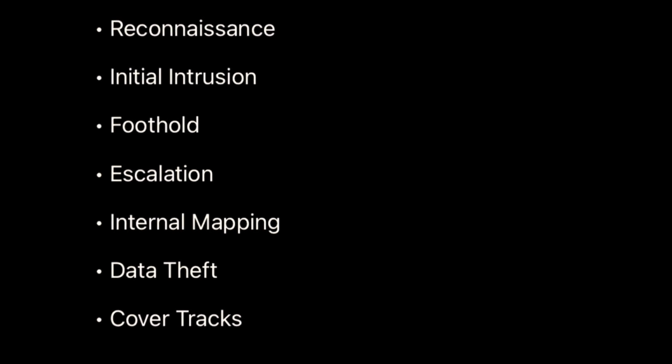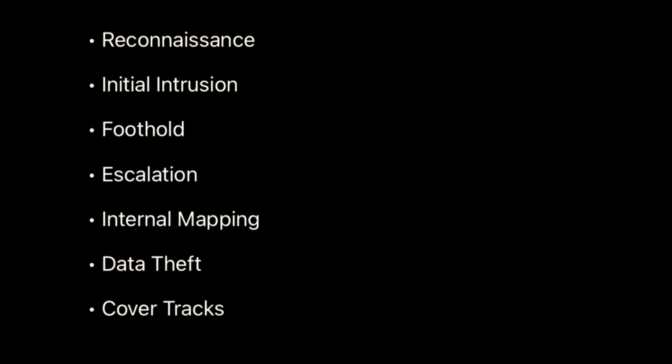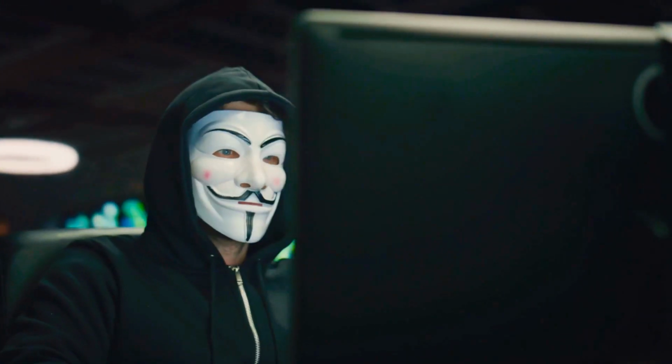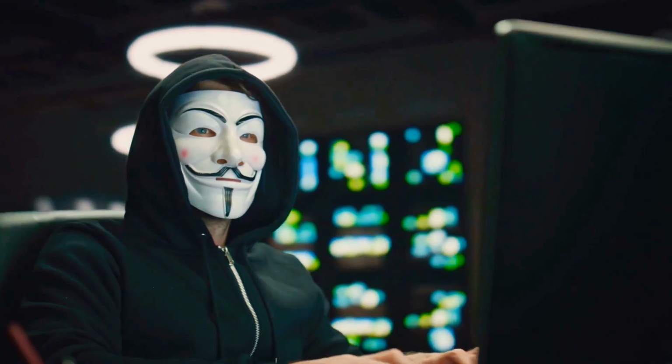5. Internal reconnaissance. They map out the network from the inside: what data is where, and who has access. 6. Data exfiltration or sabotage. Finally, they steal sensitive data or disrupt operations. 7. Covering tracks. Logs are altered, alerts are muted, and malware is disguised to remain invisible.